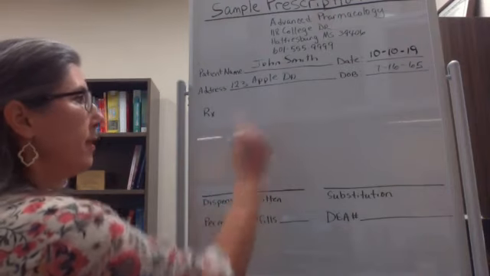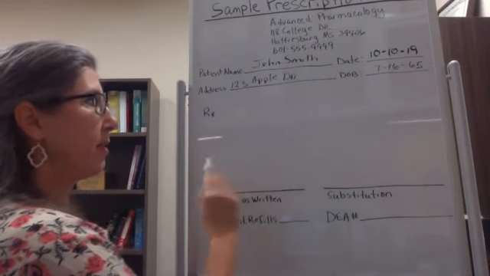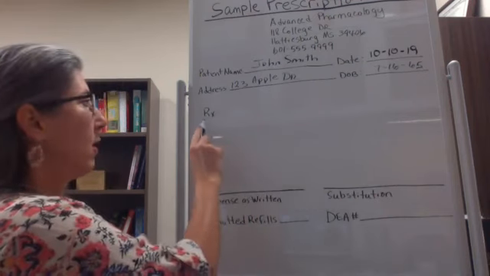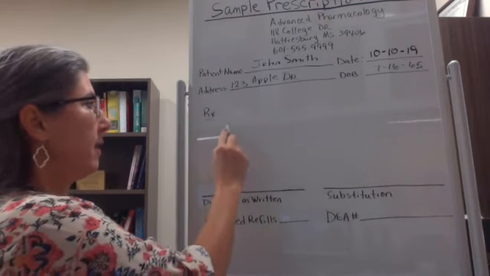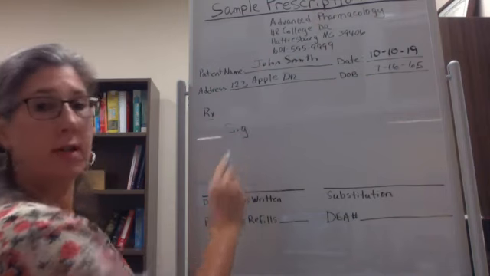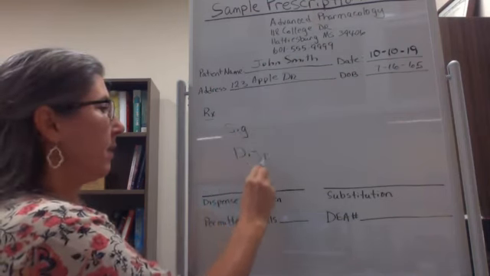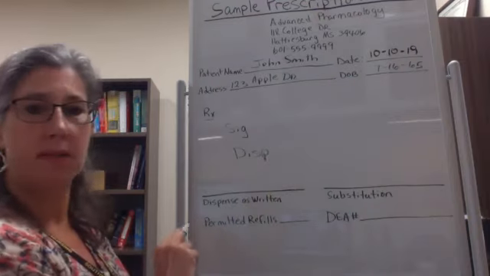So this section here, this big blank section, is for the name of the medication. That's what the RX is. The SIG is the directions to the patient, and dispense will be the quantity dispensed to the patient.